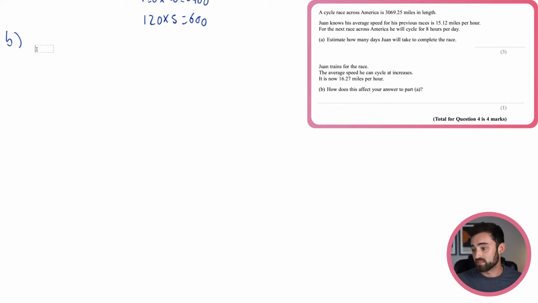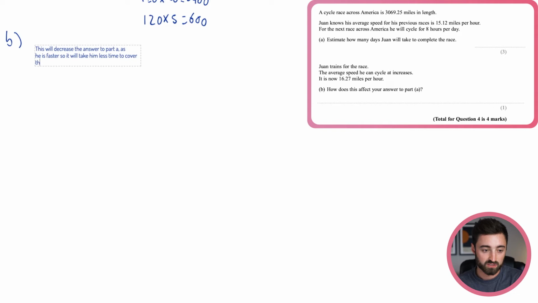So let's think. 16.27 is bigger than 15.12, right? So he's going to be going faster. So if you're going faster but traveling the same distance, it's going to take you less time, isn't it? So the amount of days it's going to take him is going to be less, right? So it's going to decrease. This will decrease the answer to part A as he is faster. So it will take him less time to cover the distance.